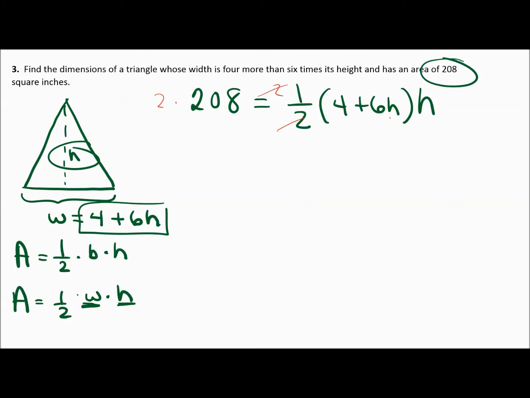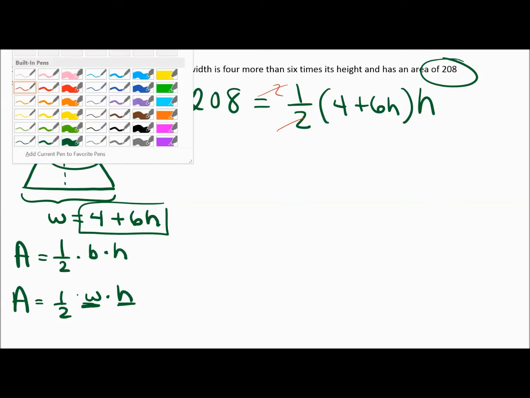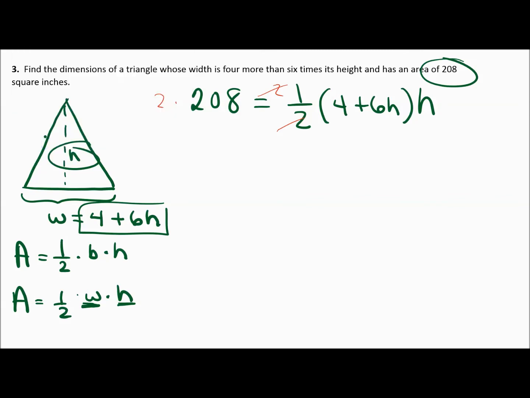But the thing is, what if your 4 and your 6 weren't even numbers? Then you'd have fractions. So the first way I'm showing you here, by multiplying both sides by 2, eliminates the idea that you might end up with fractions. All right. Now 2 times 208 we know is 416 equals, the 1/2's gone, right?